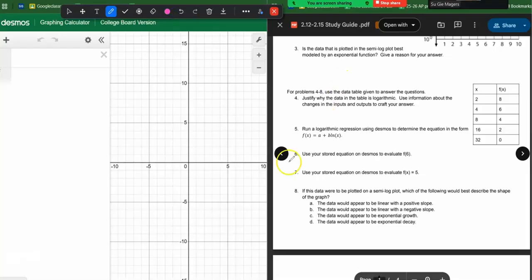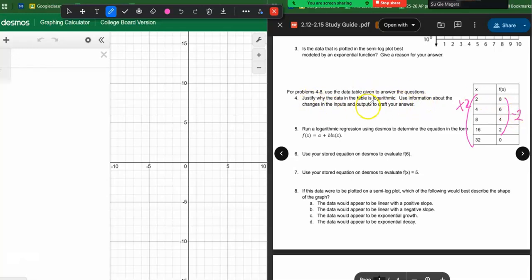All right, I'm going to do questions 4 through 8. Justify why the given data is logarithmic. Use the information about the change of the input and the change of the output. These are my inputs: 2, 4, 8, 16, 32. What did you notice? They're all times by 2, so they're all proportional. What about your outputs? 8, 6, 4, 2, 0. I noticed they're all subtract 2, going 2 minus.